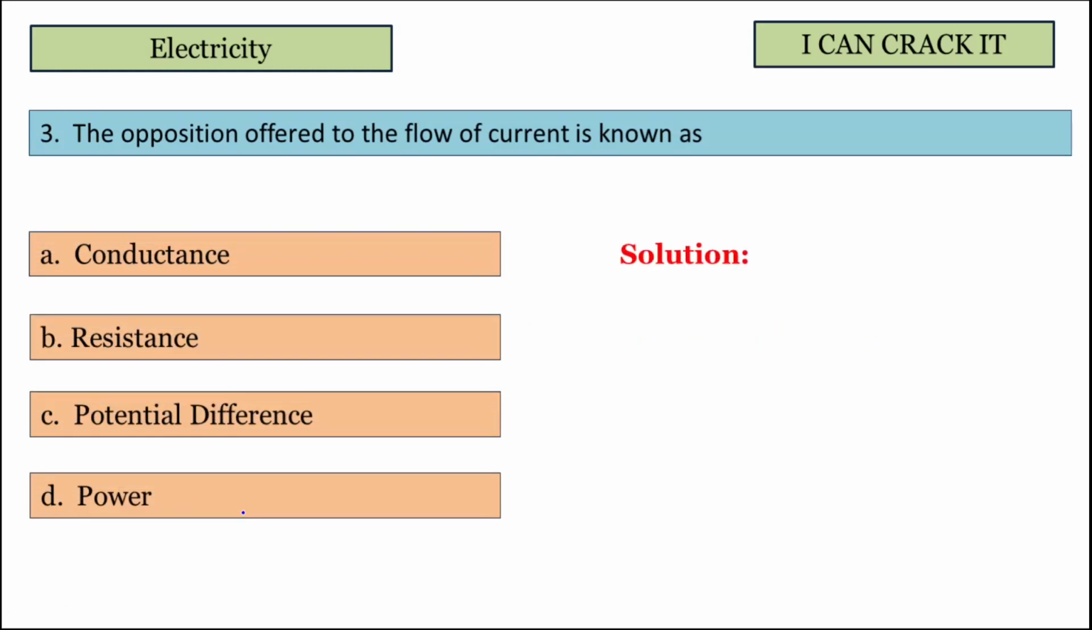Let's see the third question now. The opposition offered to the flow of current is known as resistance. Resist means oppose. Opposition to the flow of current is called resistance, and we represent this using the symbol R. And what's the SI unit of resistance? Ohm. This is very important.